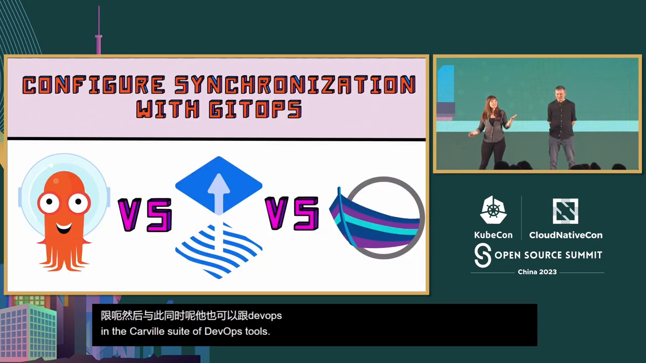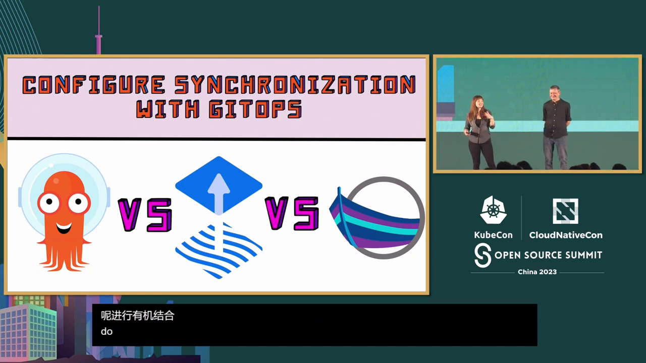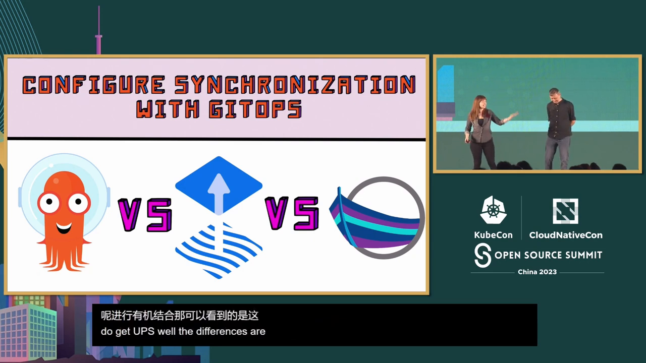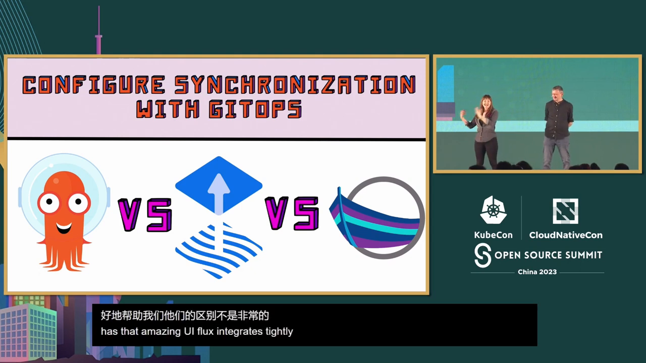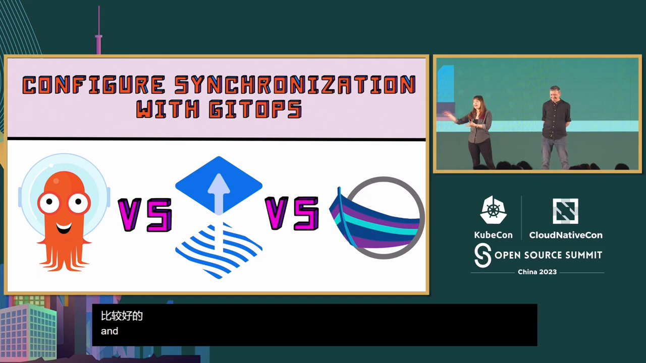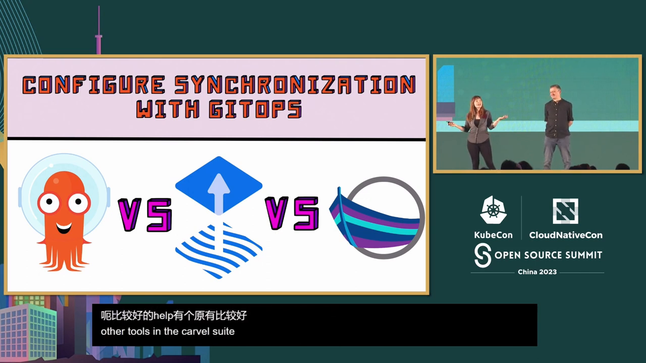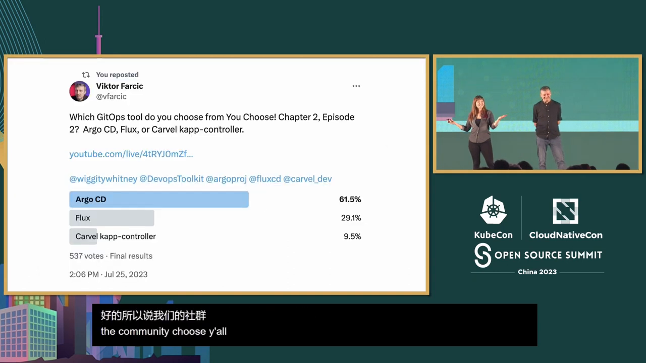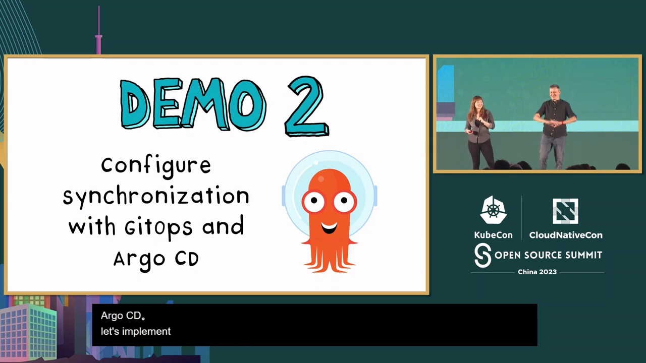So to recap, all of these tools do GitOps, and they all do GitOps well. The differences are slight. Argo CD has that amazing UI, Flux integrates tightly with Helm, and Carvel Cap Controller integrates well with the other tools in the Carvel suite of tools. So what did the community choose? Y'all chose Argo CD. Viktor, let's implement GitOps so that later we can deploy Hero.